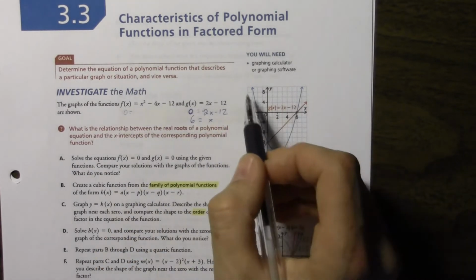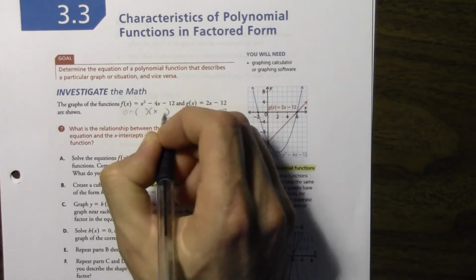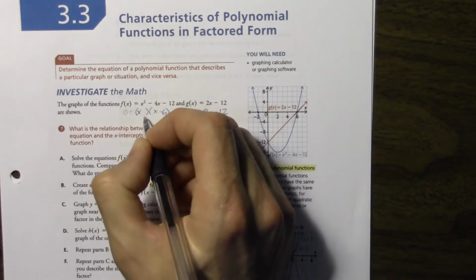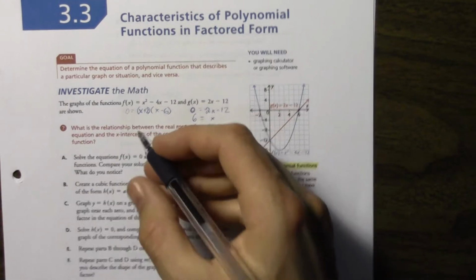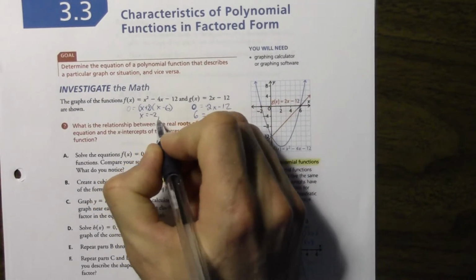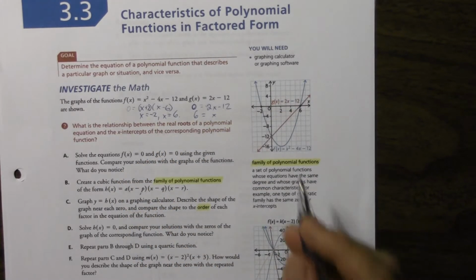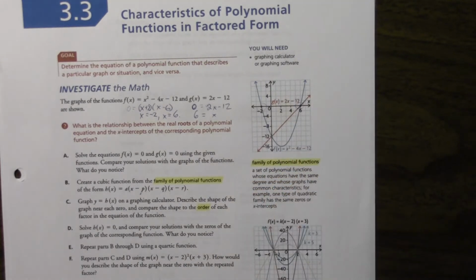Now, for the blue graph, I need to factor this. I need two numbers that multiply to negative 12 but add to negative 4. So I get negative 6 and 2. So then I get x equals negative 2 and x equals 6. And that corresponds again to my zeros here, negative 2 and 6. Any questions about that so far?